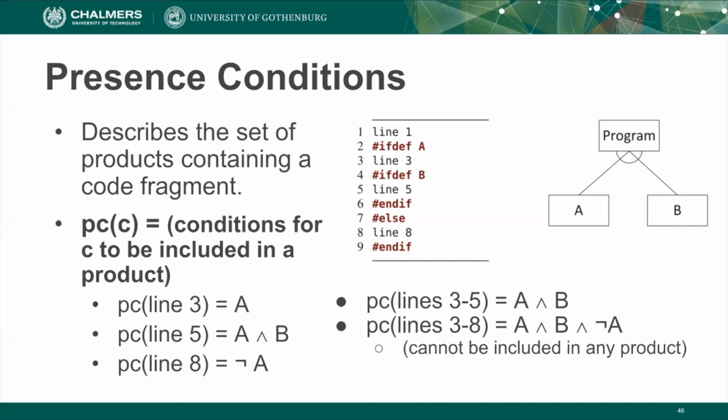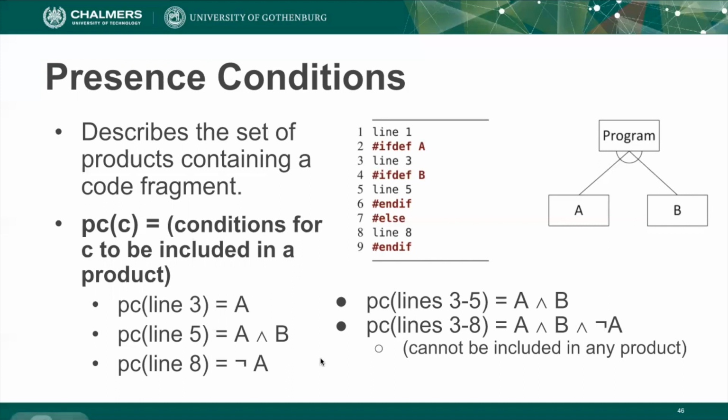As a nice compact representation of large sets of feature selections and corresponding products, we use what we call a presence condition, a propositional formula representing a set of feature selections. This is in line with the propositional formula representing the set of valid feature selections in the feature model. A presence condition is a Boolean expression defining the feature selections in which a particular code fragment is present. We use a function PC of C here to denote the presence condition of a code fragment in the form of a propositional formula.